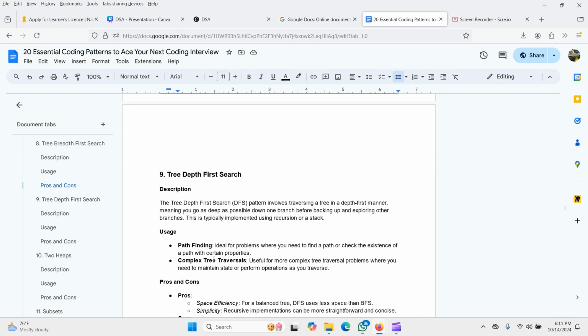Next, where can you use this coding pattern? You can use it where you have to find a path or check the existence of a path with certain properties. Next, usage when you have complex tree traversal. So you can use this approach when you have to do the traversal in a complex way, or you have questions that require the traversal to be in complex order, where you need to maintain a state or perform an operation as you traverse.